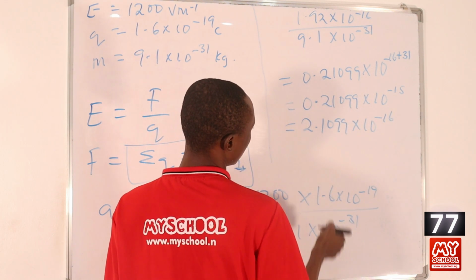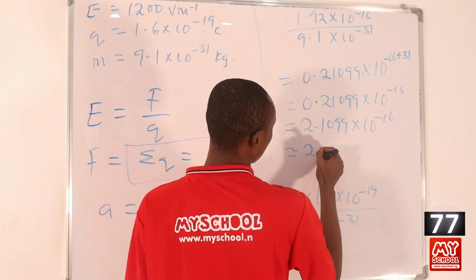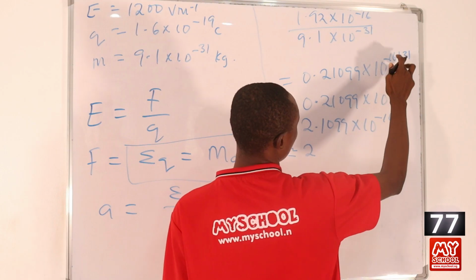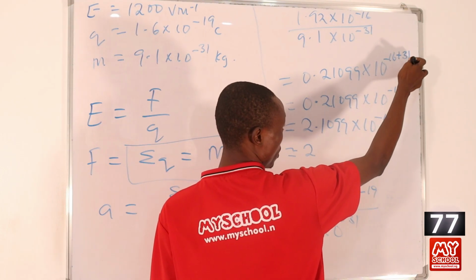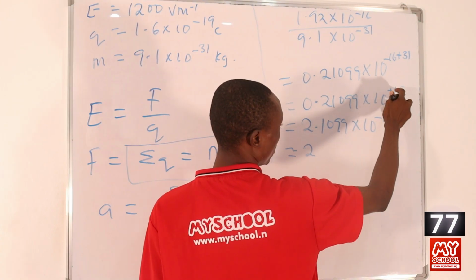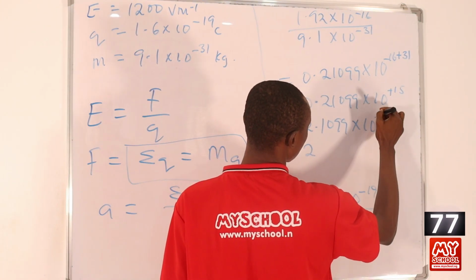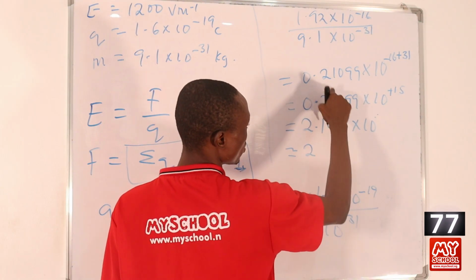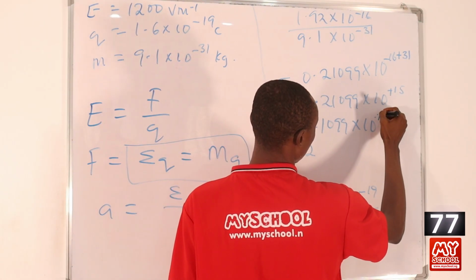Let's take this to 2 decimal places. Sorry, this place is positive because we are having minus 16 plus 31, which gives us plus 15. And since we move one place to the right, that means we subtract 1 from here, so at the end of the day we have plus 14.